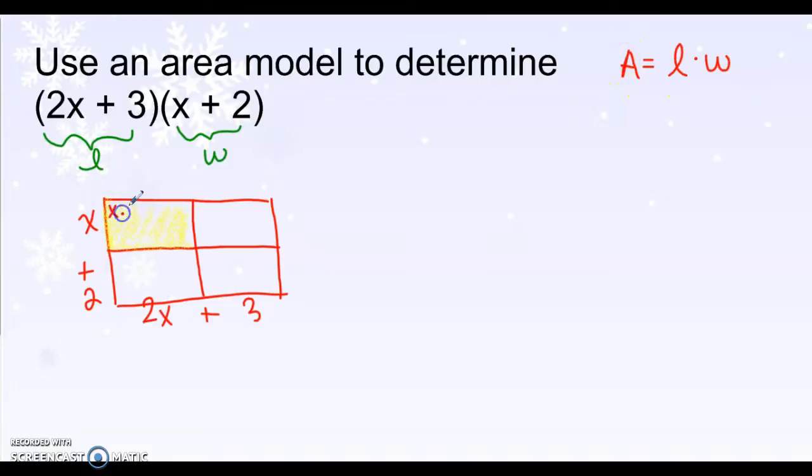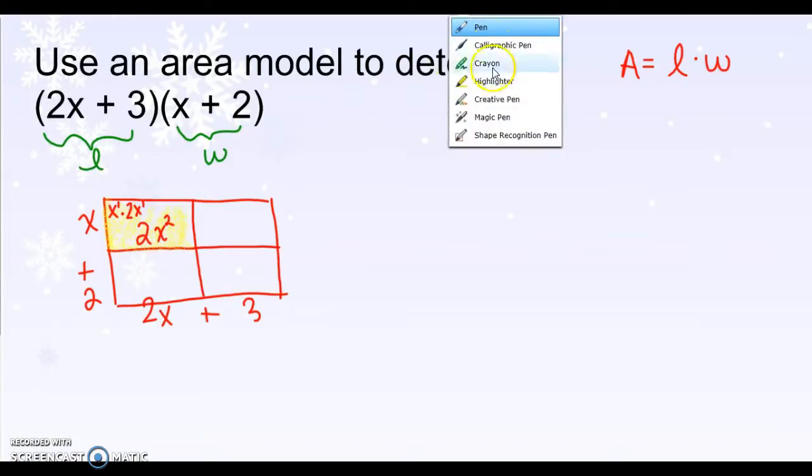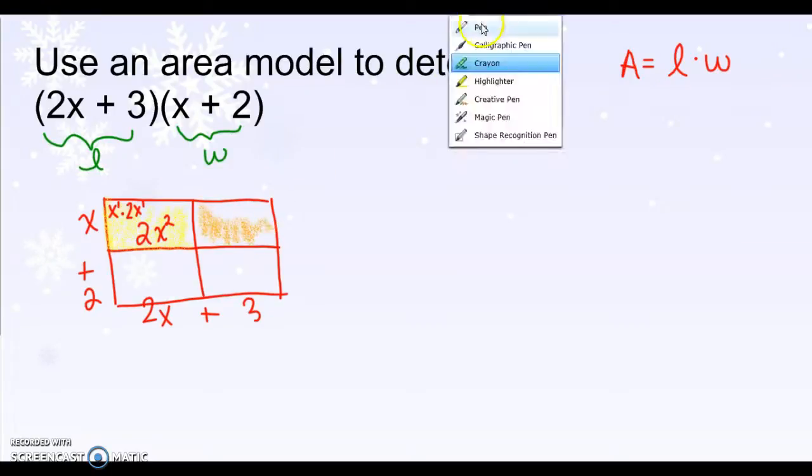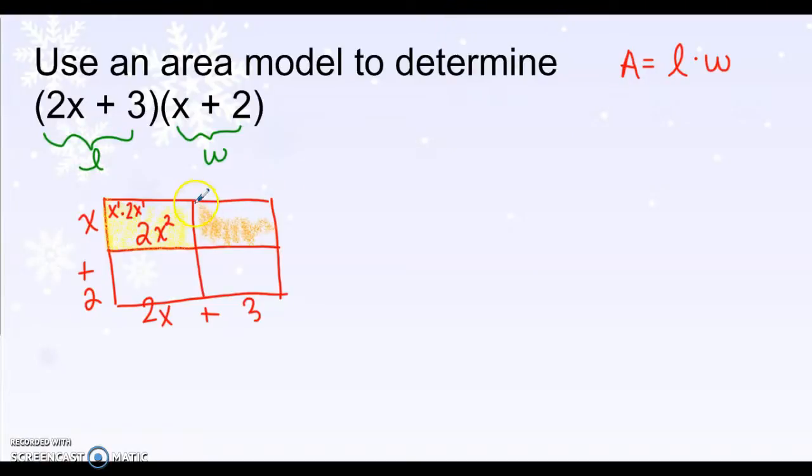So x times 2x, which becomes 2. We're multiplying x to the first and x to the first. That becomes x squared. We move on to the next shape, and that's the one right here, or you could go down, doesn't matter. It has a height of x and a length of 3. So x times 3 is 3x.